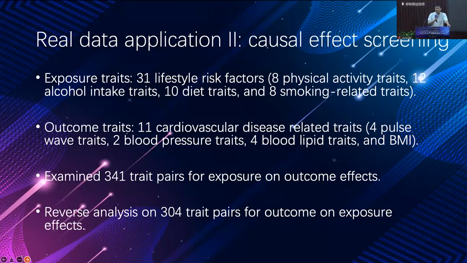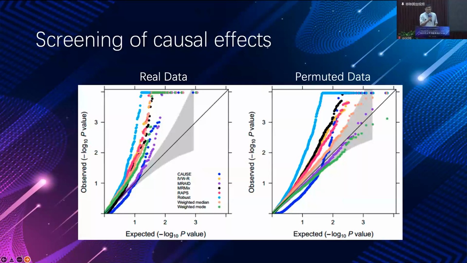This is because there are no SNPs, or no instruments, for some cardiovascular diseases. So there are totally 645 treated pairs. We run different methods to see their performance. So here are the real data results.